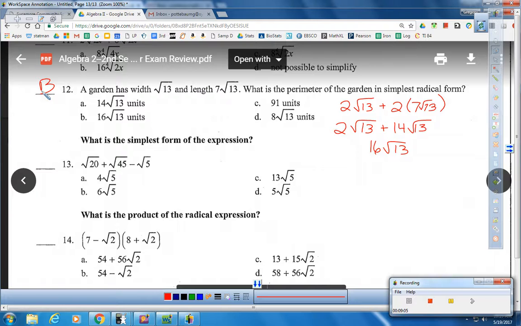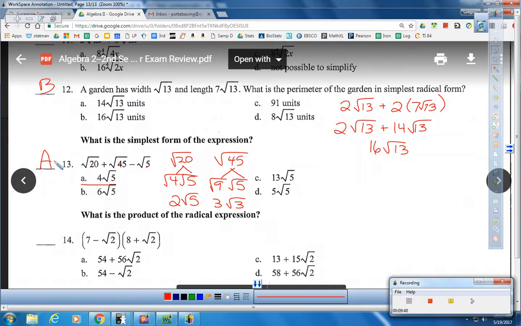For number 13, we have to make sure that these are each in simplest radical form. So the square root of 20, well, that's 4 times 5. So this is 2 radical 5. The square root of 45, that's 9 times 5. Square root of 9 is 3, so that's 3 radical 5. So I'm going to do 2 radical 5 plus 3 radical 5 minus radical 5. So 2 plus 3 is 5, minus 1 is 4, so that's A.